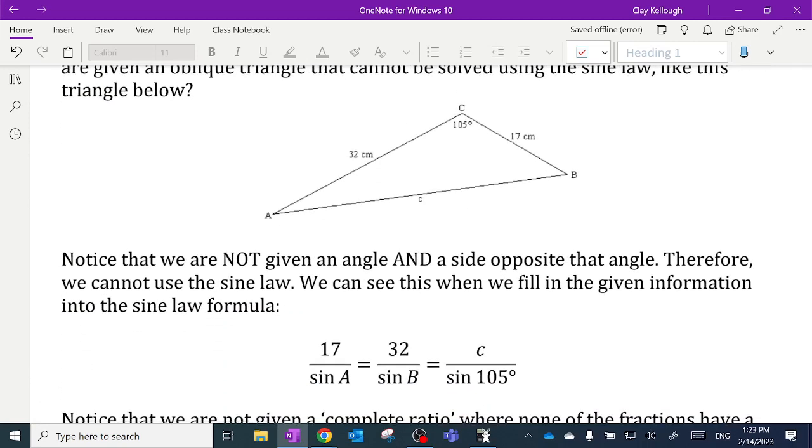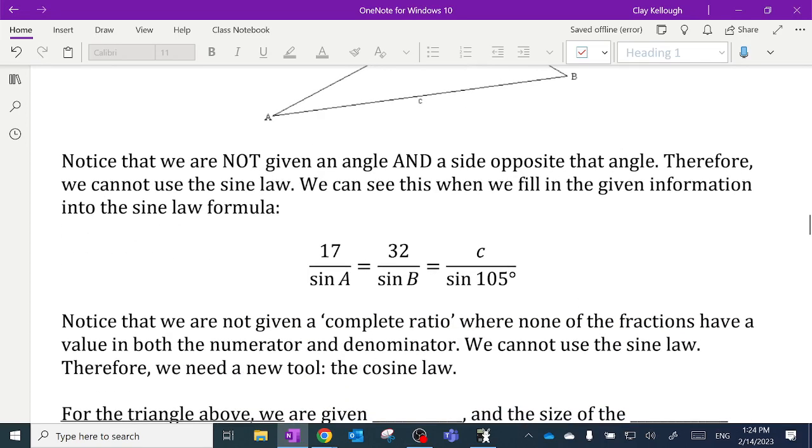Notice in this picture, we are given side, angle, side. We don't know a side across from an opposite angle. If I tried filling in the formula, I'd be stuck. I can say, well, I know this side, but I don't know that angle. I know this side, but I don't know that angle. And I don't know this side, even though I know that angle. And there's no way to get one of those other angles using the 180 trick. So we don't have a complete ratio, and because of that, we can't use the sine law.